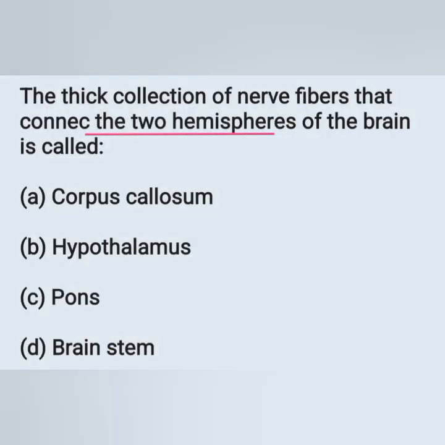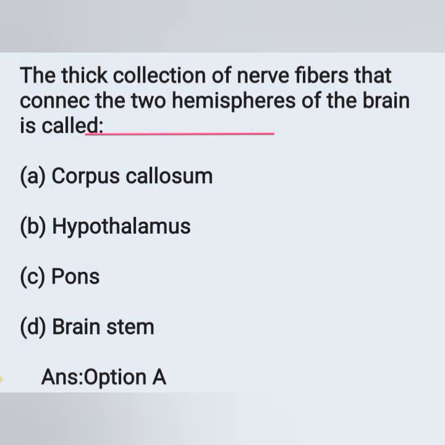And the next question, the thick collection of nerve fibers that connect the two hemispheres of the brain is called: option A corpus callosum, option B hypothalamus, option C pons, option D brainstem. The thick nerve fibers that connect the right and left hemispheres of the brain are called the corpus callosum. Option A is the correct answer.